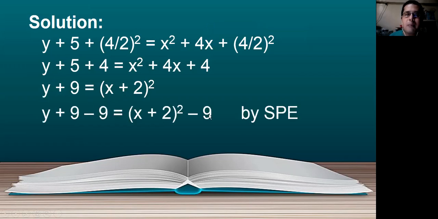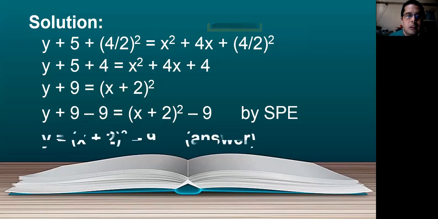Okay, so by the subtraction property of equality, subtract 9 from both sides of your equation. The 9 will be canceled out on the left side of your equation, and then minus 9 on the other side. Okay, so your equation now becomes y equals the quantity x plus 2 squared minus 9, wherein the vertex is negative 2, negative 9.